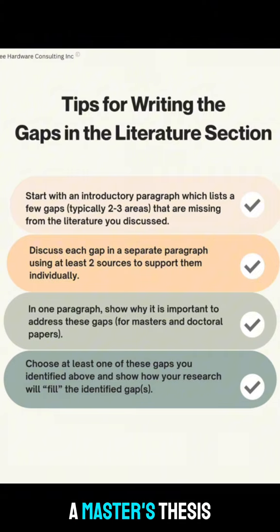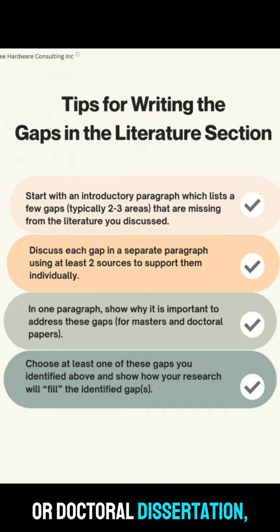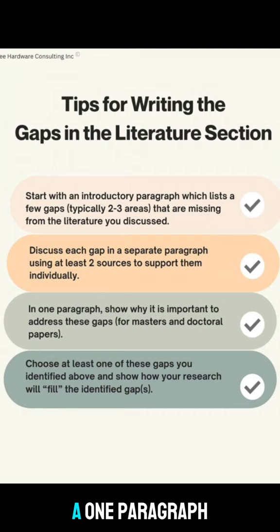If you're doing a master's thesis or a doctoral dissertation, you may be required to write a 1-paragraph justification as to why the gap or gaps you've identified above needs to be explored. And finally, you're going to choose at least one of the gaps that you listed above and show how your research will fill the identified gap.